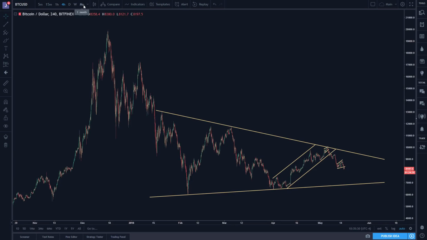So that's Bitcoin, and I hope that kind of clears things up for you so you understand the cycle Bitcoin is in right now, and it gives you a better idea of where you can expect price to head and points to watch out for.